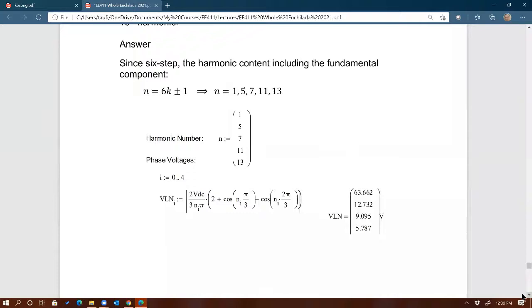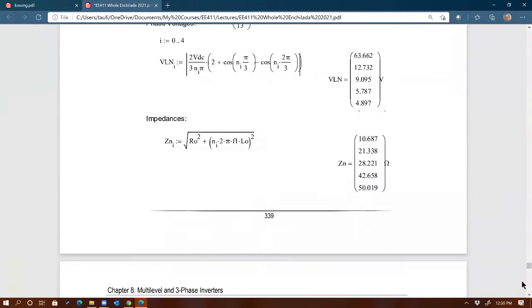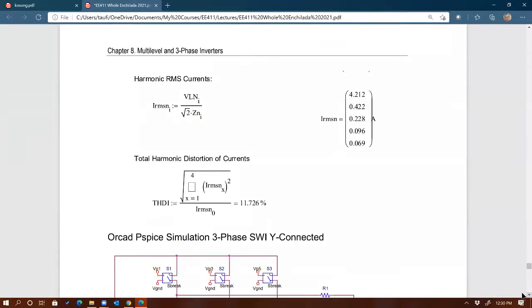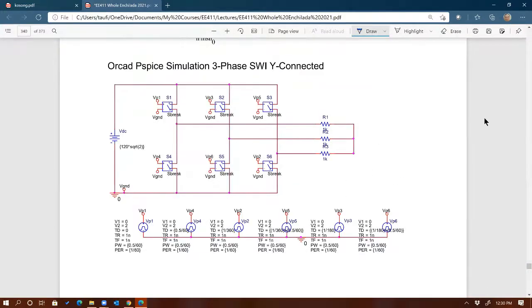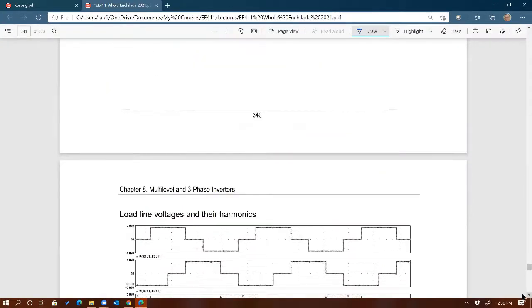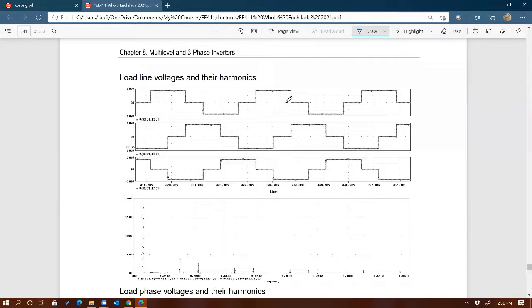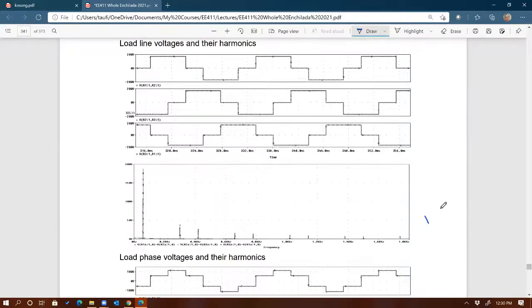I can just skip this one because this is an inductive load, so I'm not going to go deep. Oh, okay. So here's an example of a simulation of a 3-phase inverter with a Y-connected load. It's purely resistive, and that's how we time the signals. And on the output, as expected, we know that's going to be the line-to-line voltage because of the shape. I know these are line voltages, and look at the harmonic content.